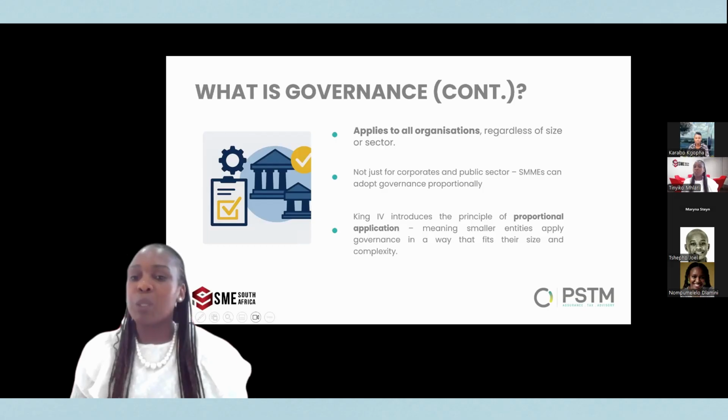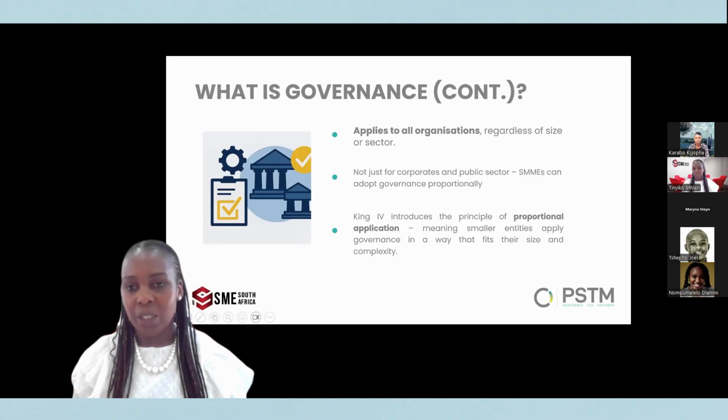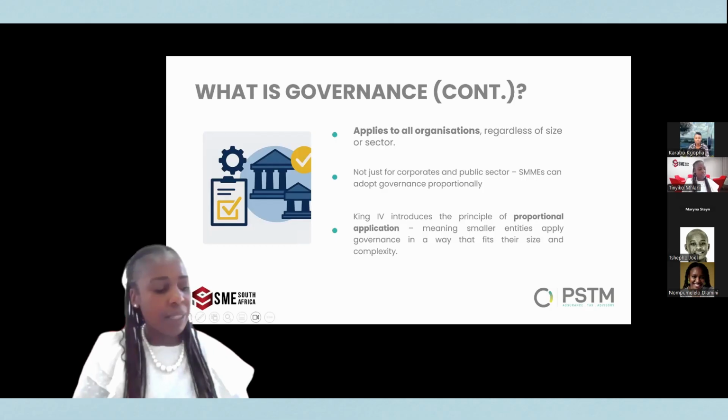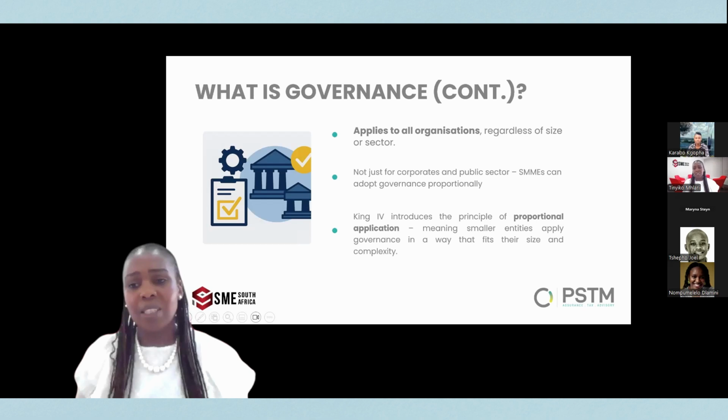It doesn't matter how big or small you are. So just bear in mind that it applies to all organizations. You can apply it at a small scale or at a large scale. King 4 even goes as far as saying you can apply governance proportionally. What that means is that for a smaller entity, you look at your size and say, for my size of entity, what is practical?